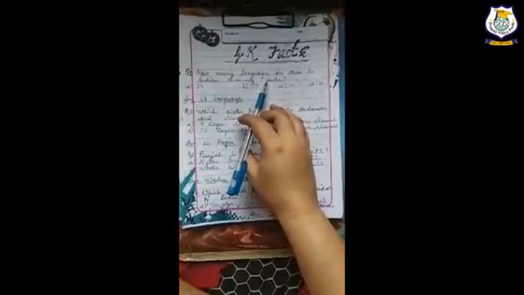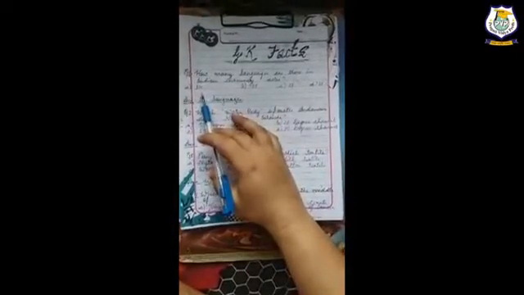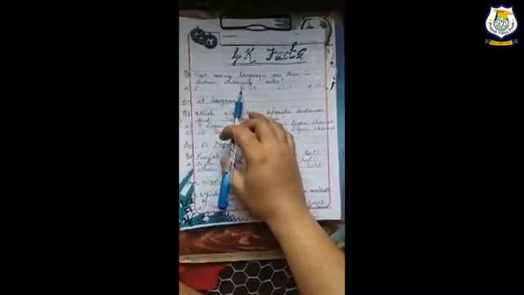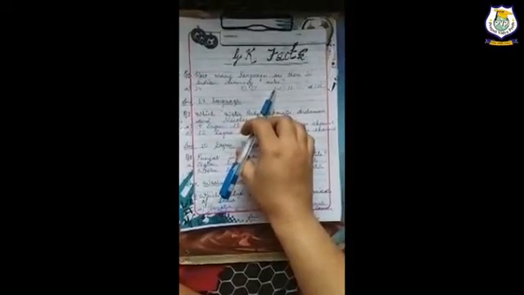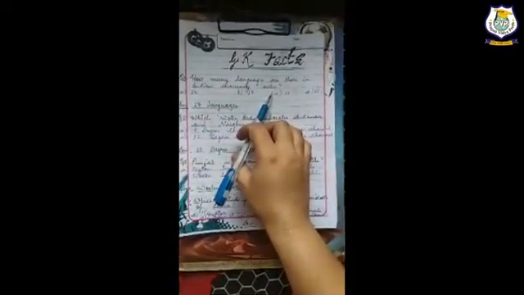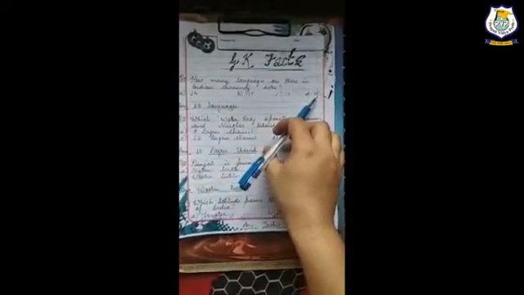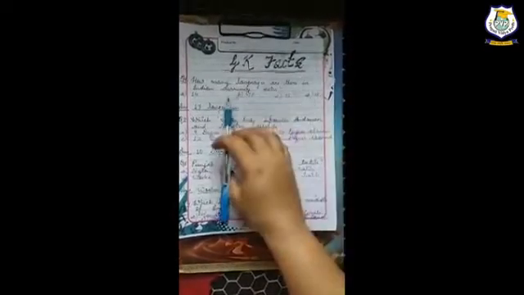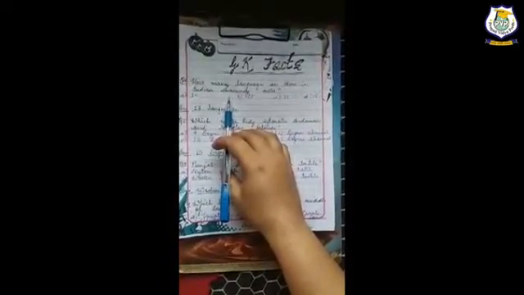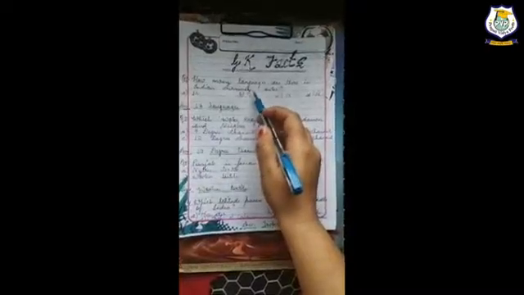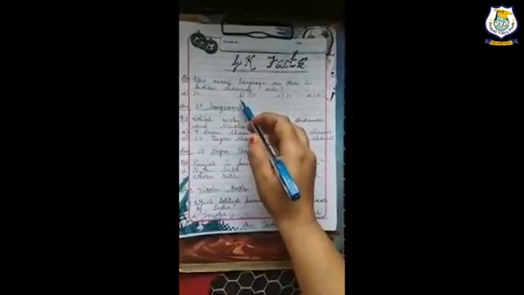Here are the options, students. Option A, 14 languages. Option B, 17 languages. Option C, 15 languages. Option D, 16 languages. So students, the correct answer is option B. That is 17 languages.